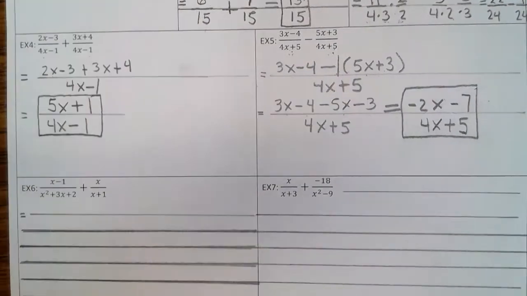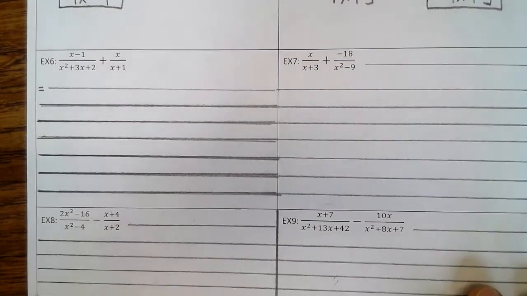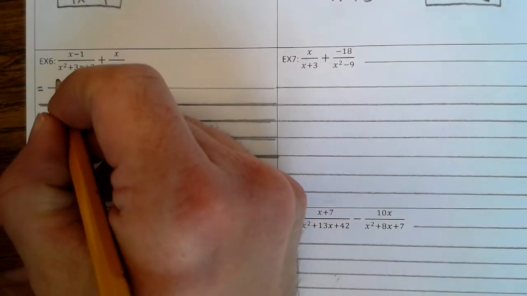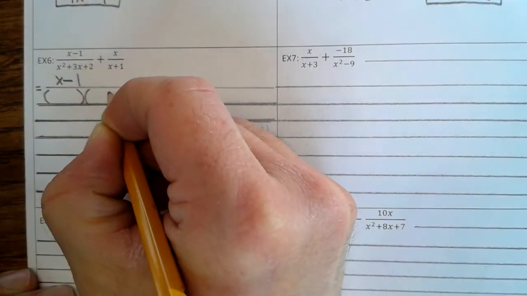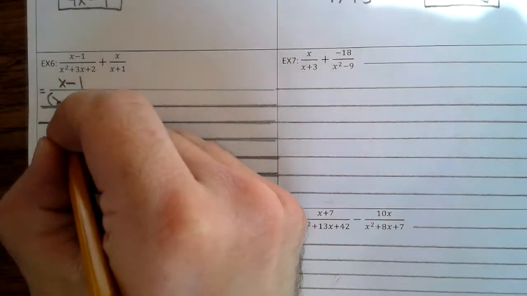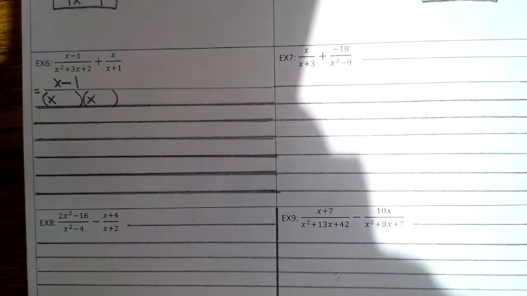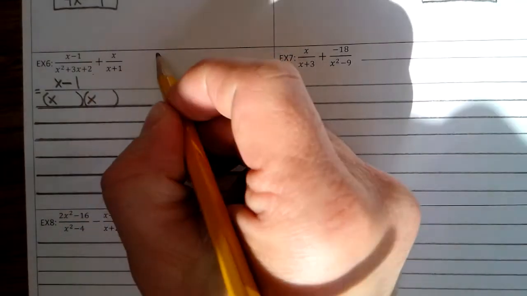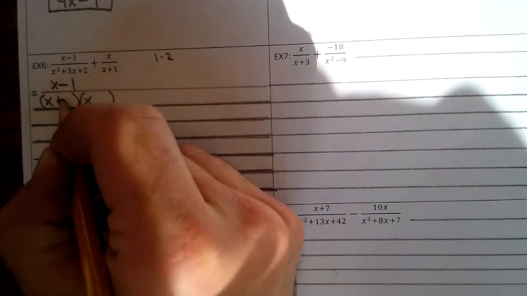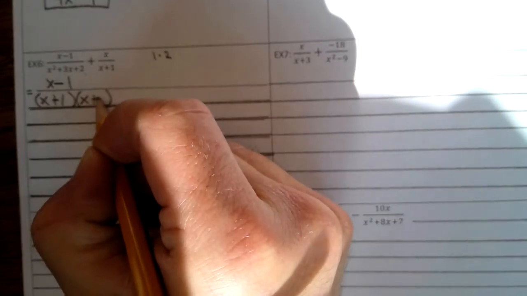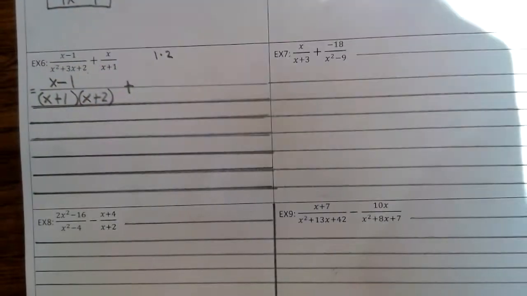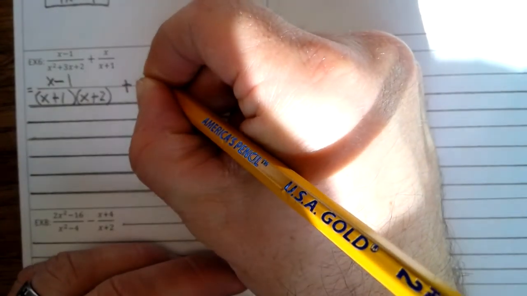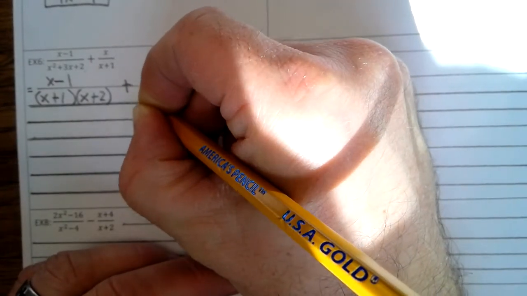All right, so now let's look at example 6. It says factor the denominator, so we're going to do that first. So we have x minus 1 divided by, we're going to factor the denominator, which we know is x and x, and we need to find the numbers that multiply to make 2, so we really just have 1 times 2. Well, 1 plus 2 is 3, so we know it's x plus 1, x plus 2. Plus x divided by x plus 1.